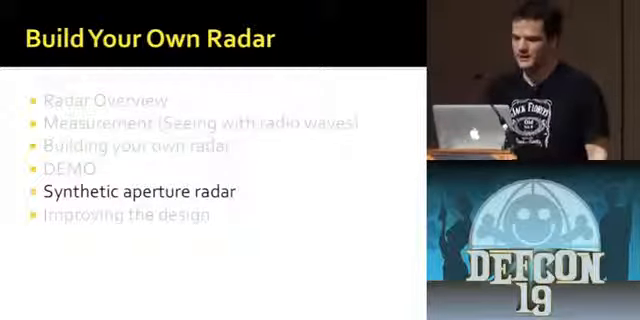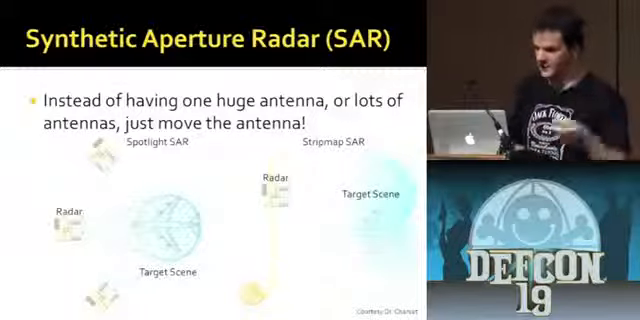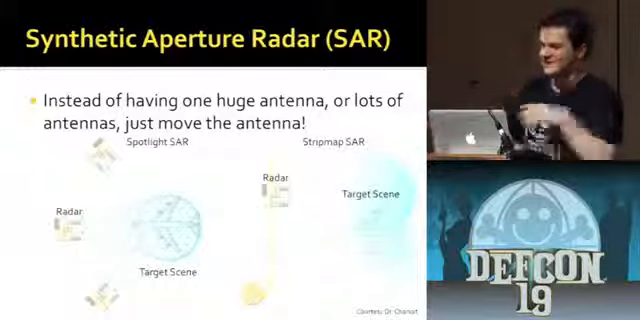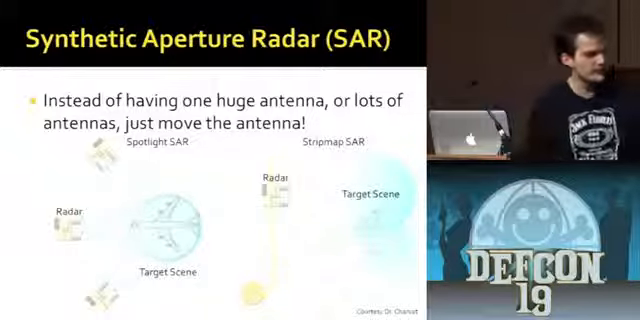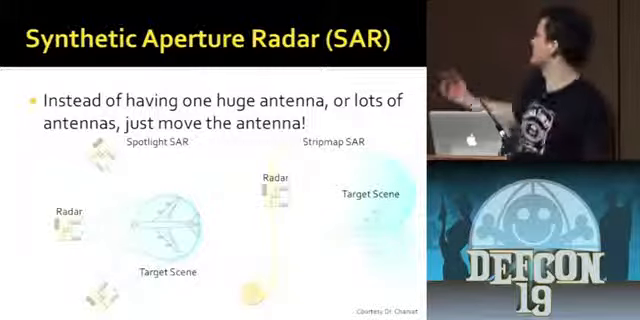So let's talk a little bit about trying to image with one of these things. Synthetic aperture radar is basically the idea of, instead of having a really big antenna or a lot of little antennas, let's just take this thing and slide it down a table or something and just keep taking images. There are basically two techniques of doing that.